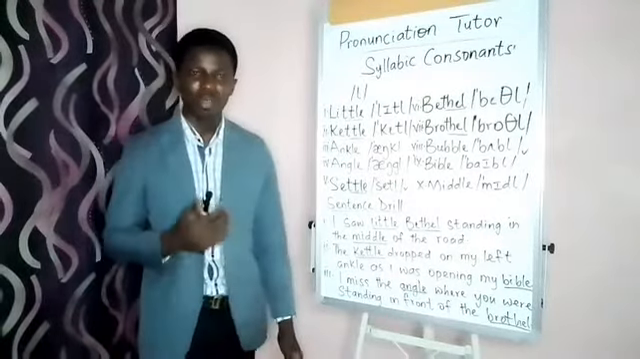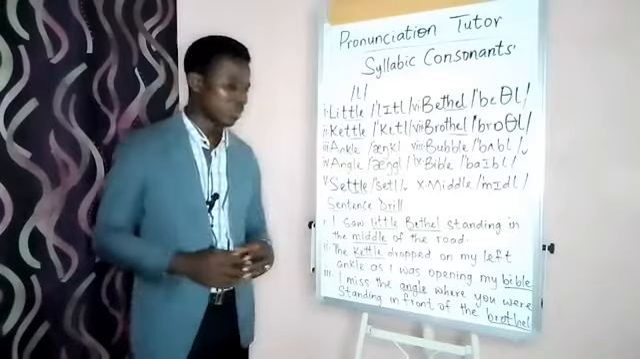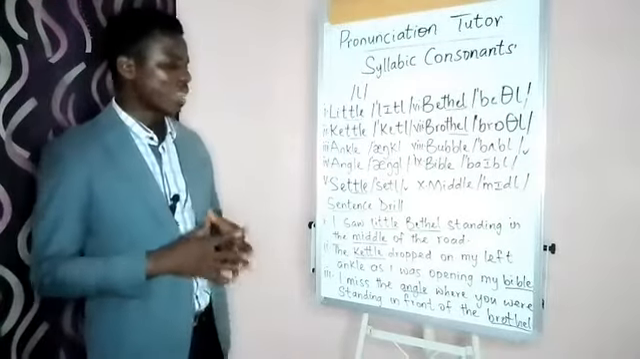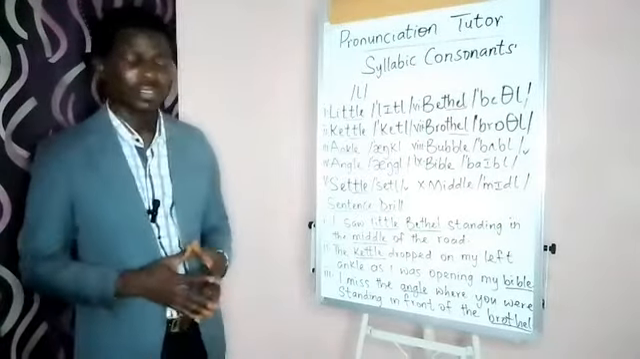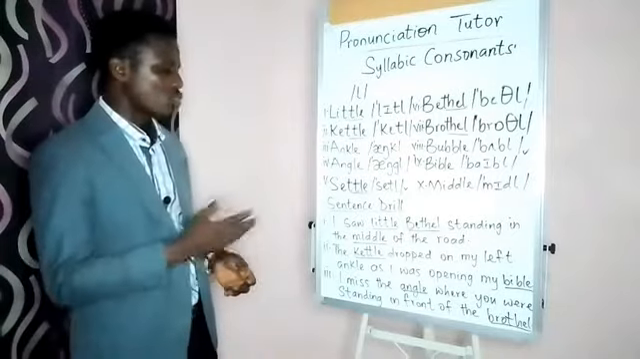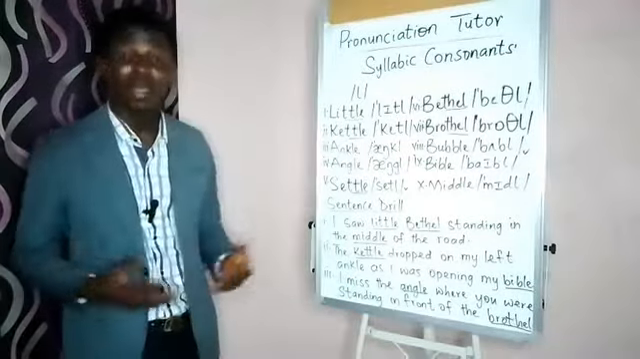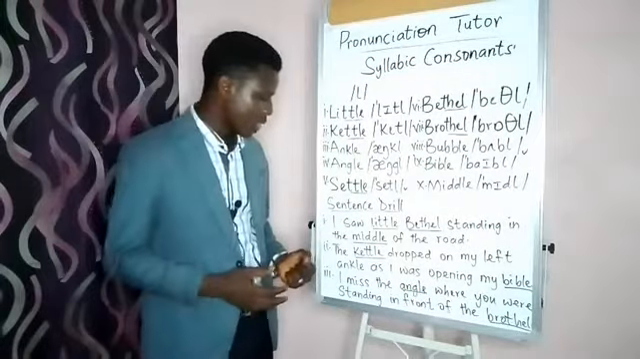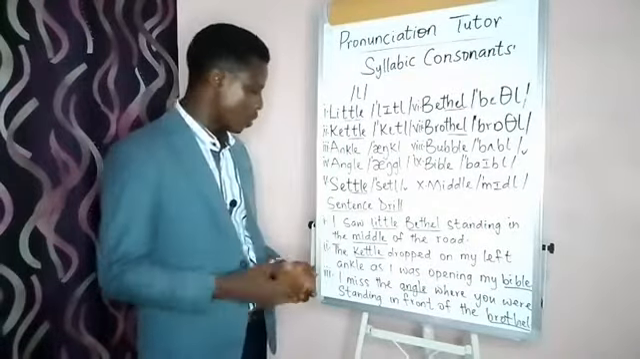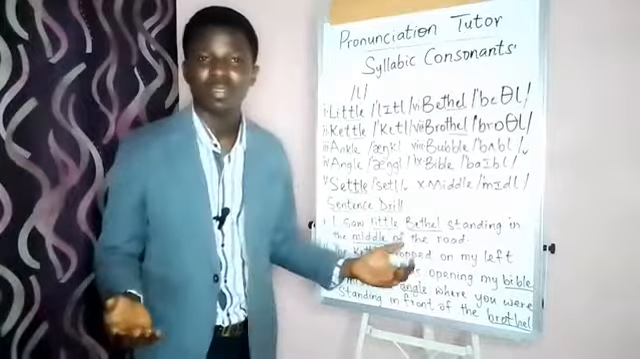I'll take everything from number 1 to number 3 as natural as possible. Number 1. I saw little Bethel standing in the middle of the road. Number 2. The kettle dropped on my left ankle as I was opening my Bible. Then number 3. I missed the angle where you were standing in front of the brothel.